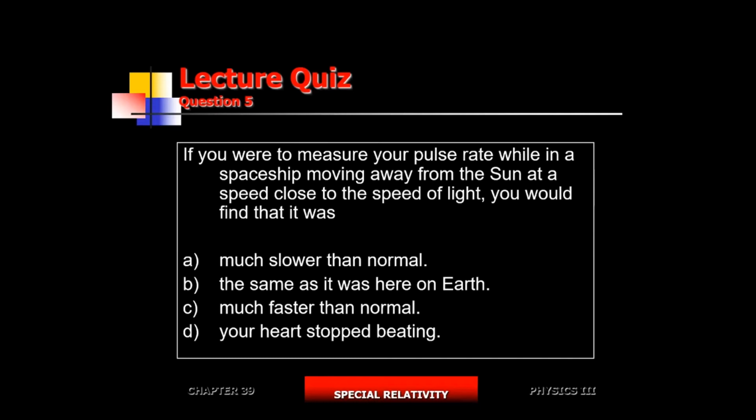Okay, so while you're traveling near the light speed, if you were to measure your pulse rate, what would you measure? All right, relative to you, the time does not change. Your 1 second is going to be still 1 second long. Your pulse rate is going to be the same. All right, so B is the best answer.